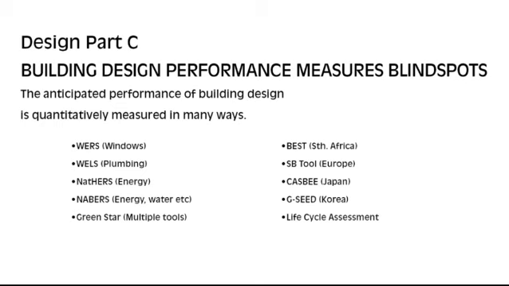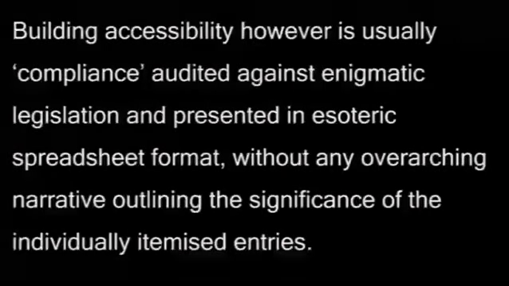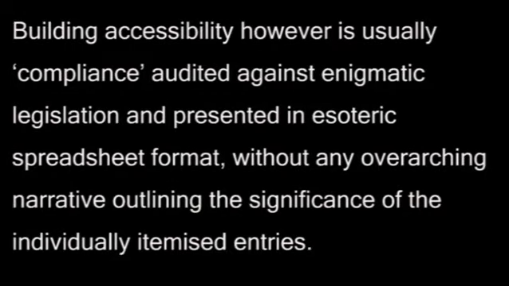A unifying feature of these systems is benchmarking and rating, permitting succinctly communicated comparison across differing installations, and numerical incentive to do better. Building accessibility, however, is usually compliance audited against enigmatic legislation and presented in esoteric spreadsheet format without any overarching narrative outlining the significance of the individually itemised entries.